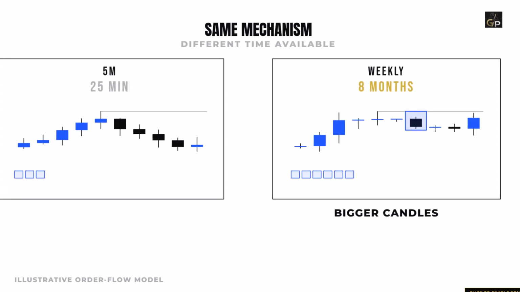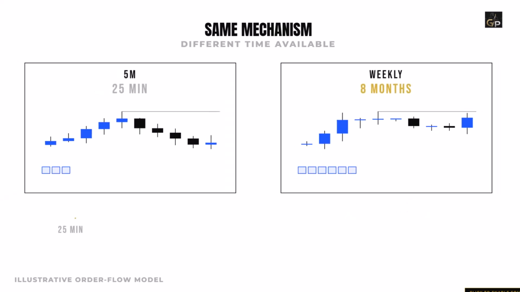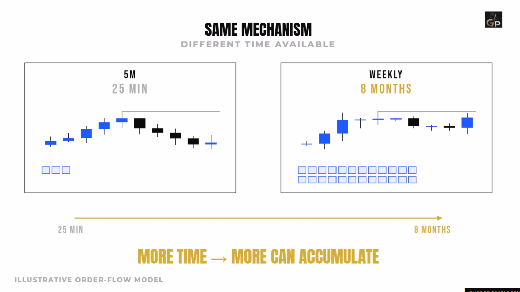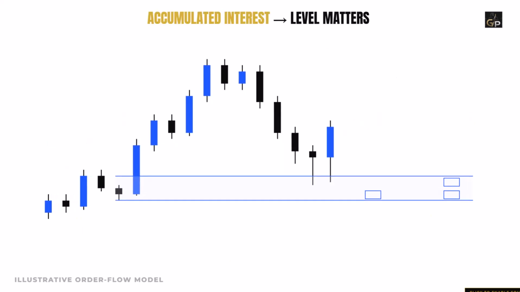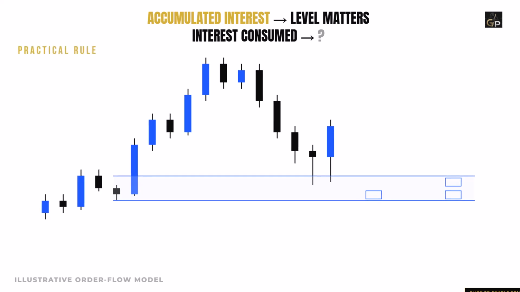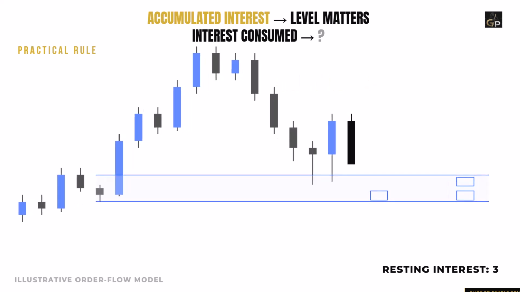The weekly level isn't stronger because the candles are bigger or because it's somehow more real. It's stronger because more time has passed, so more has accumulated. And once you see it that way, a practical rule falls out of it that the usual framing never produces. If the reason a level matters is accumulated orders, then a level where those orders have already been consumed is no longer a level.